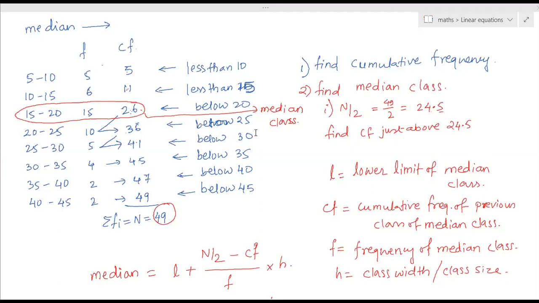Ma'am, if the class width is different, then how will you calculate the median? Same thing. Class width is upper limit minus lower limit. No, like if it's different. Then yes, you take the class width of that median class only. Okay.